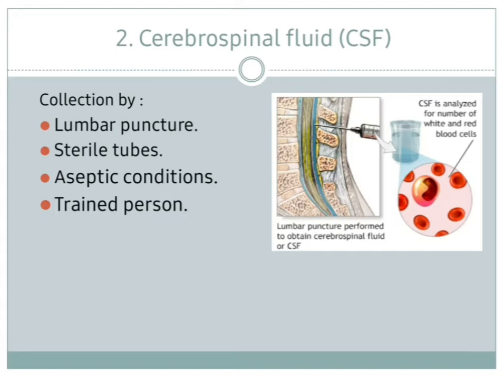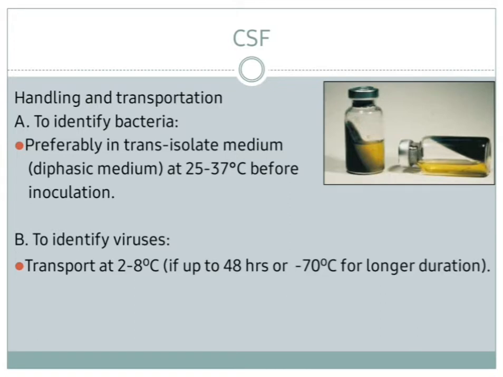Now for the cerebrospinal fluid, the infection may be viral or bacterial, so we always look for the bacteria or the virus in the cerebrospinal fluid in cases of meningitis, because meningitis can be viral or bacterial. So for bacterial, to identify bacteria, we should transfer the specimen in trans isolate medium.